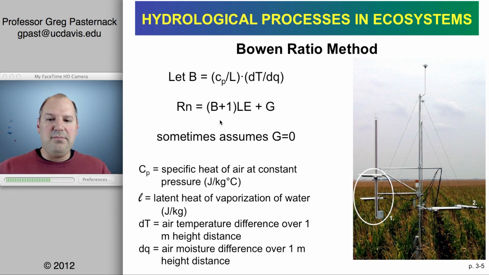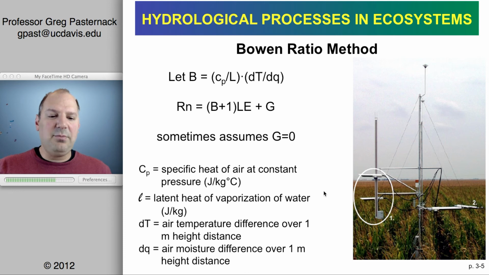So that means that if we can measure the Bowen ratio with this instrument and we can measure the net radiation with the net radiometer I showed you, then we can calculate for E because L is just a constant. So that's the idea of Bowen ratio, the method for directly measuring evaporation.